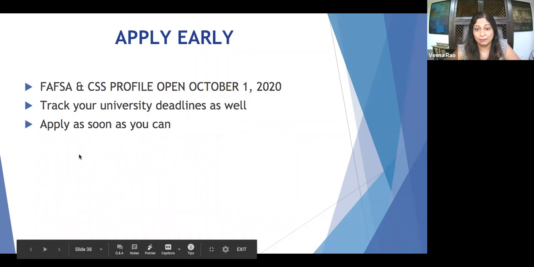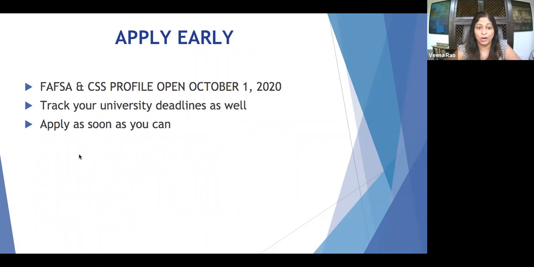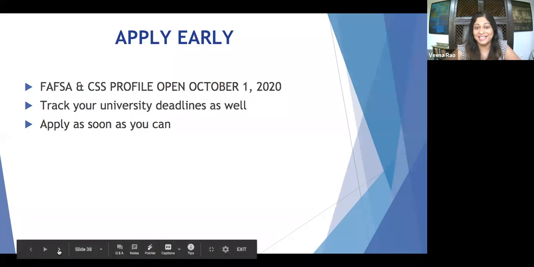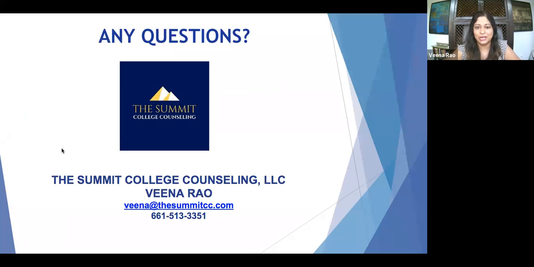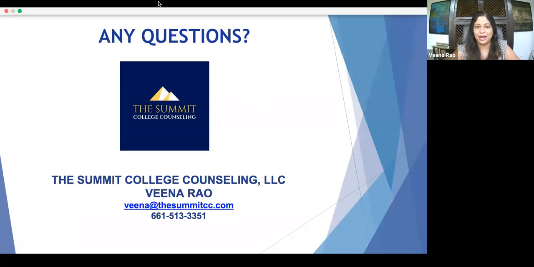So in terms of both applications, both of them open on October 1. It's important, as I said before, to track your university deadlines, but I'd urge you to file both applications as close to October 1 as possible, so that if there are any kinks in the system, meaning if you've got to provide documentation or if you're chosen for verification, you're able to get through all those hurdles and be done with the financial aid application. And it's a relief. But again, if you have any questions, please feel free to reach out to me. I'd be happy to answer any questions that you have.